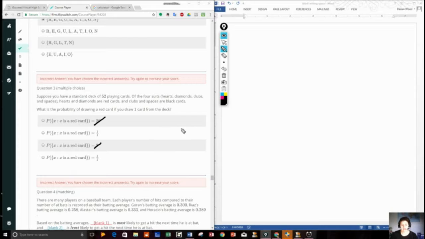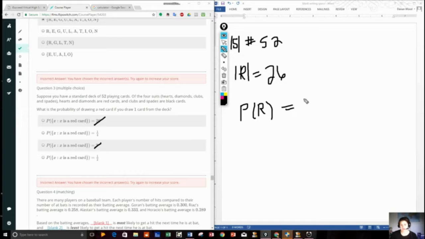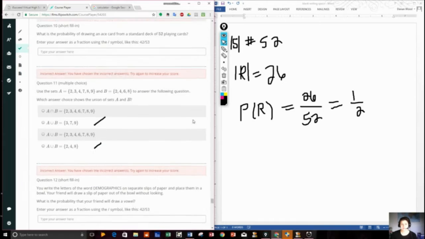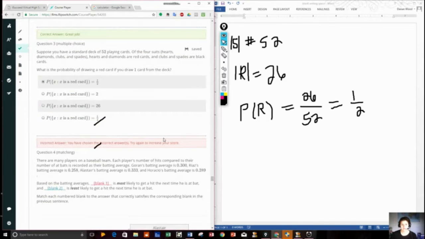Well, we have that the number of cards we have is 52. That's the number of events in our sample space, and the number of drawing a red card would be half of 52, which is 26. So the probability of drawing a red card would be equal to 26, the number of different ways we could draw a red card, divided by our total options. So 26 divided by 52 does reduce down to 1/2. So there we have our 1/2. Let's check it before we move on. All right, great job.